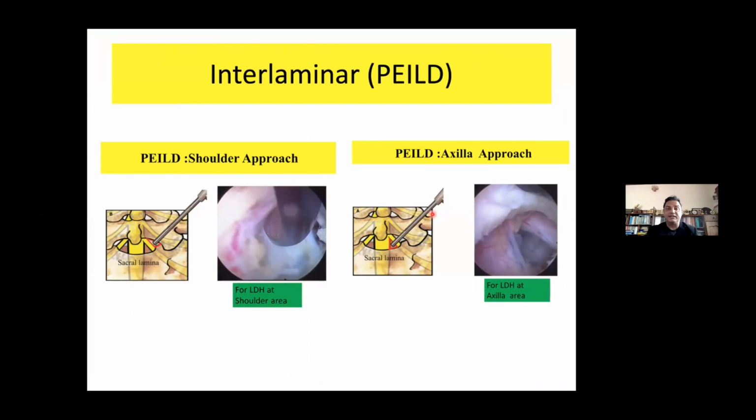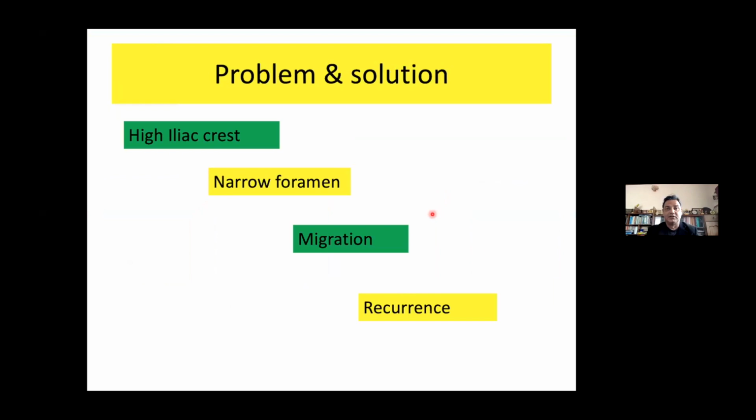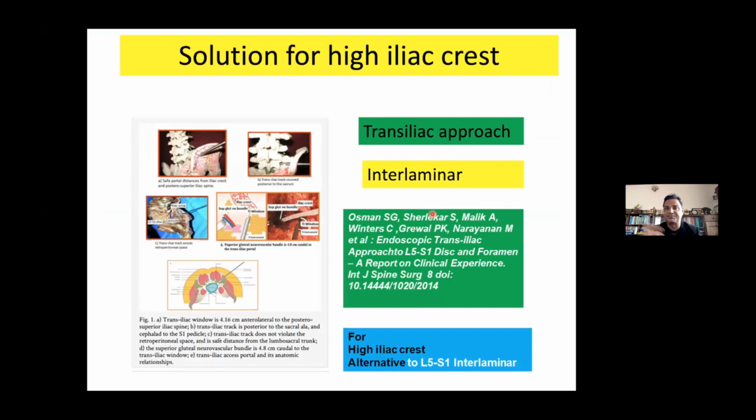And likewise, in interlaminar discectomy, we had two approaches, the shoulder approach and the axillary approach, depending on where the disc is located. So there are problems with discectomy, like high iliac crest, narrow foramen, migration, and recurrence. But there is a solution for these problems right now, because we can approach the high iliac crest by the transiliac approach or by the interlaminar approach.